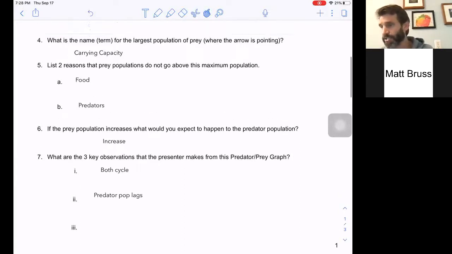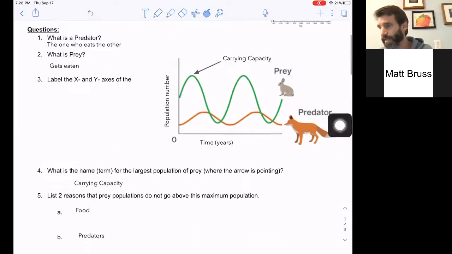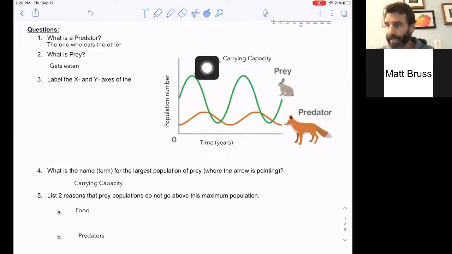One other thing that's interesting that you'll notice in this graph is that the prey population is always much larger than the predator population. This is a stylized graph, but in pure numbers, the prey population has to be larger than the predator population in a stable ecosystem.